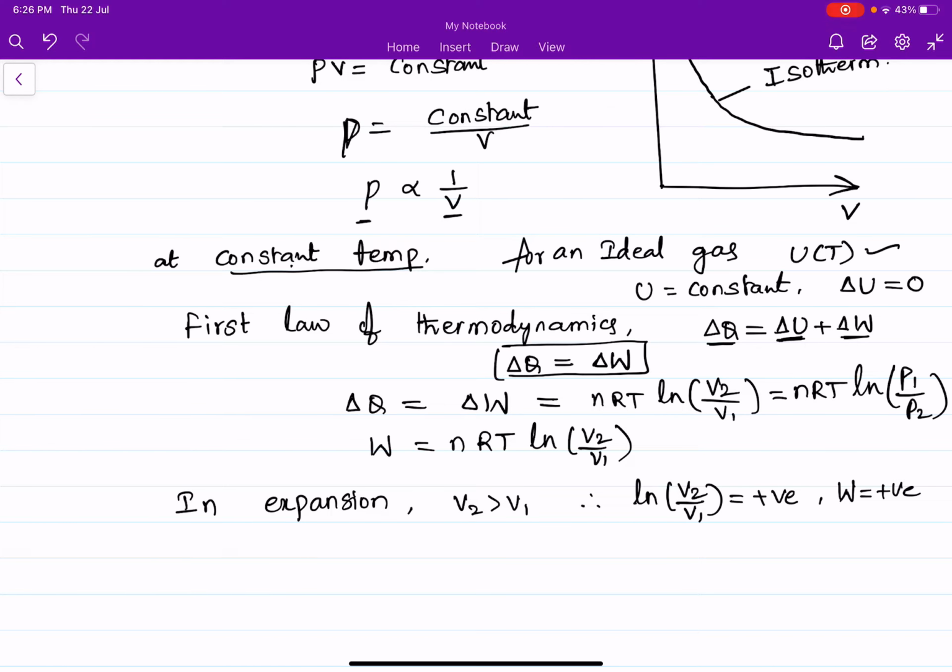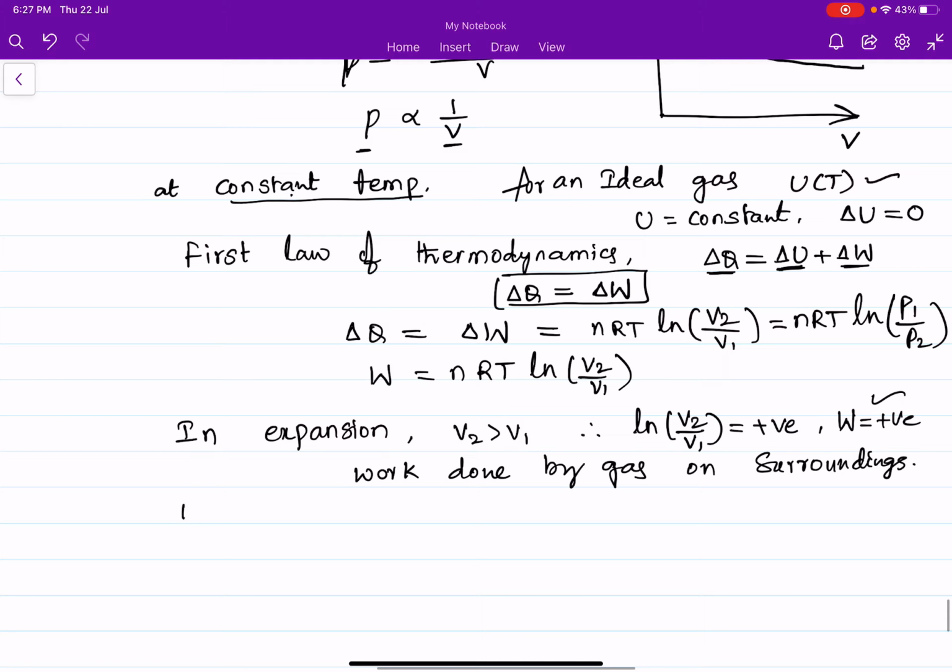In expansion, V2 is greater than V1, so ln V2 by V1 is positive. So work done is positive. That means work is being done by the gas on the surroundings.